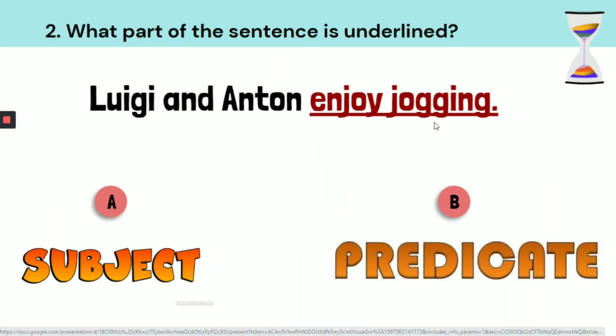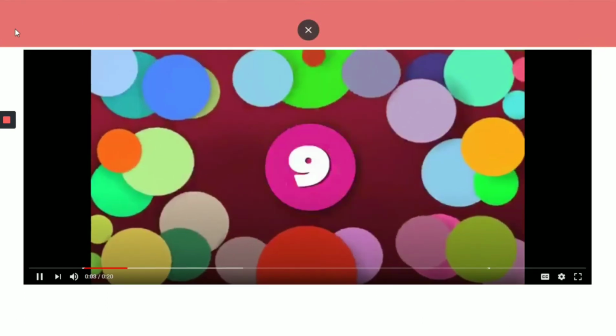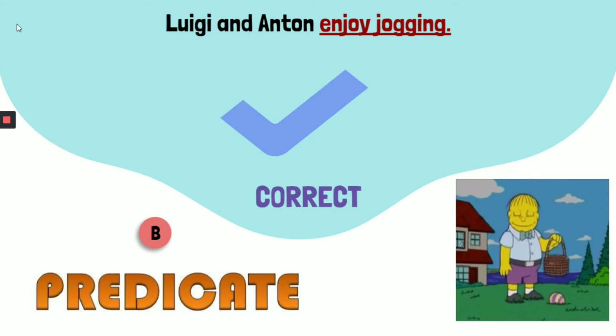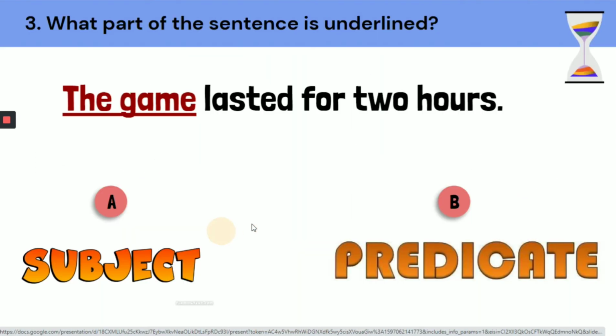Question number 2. What part of the sentence is underlined? Luigi and Anton enjoy jogging. The underlined part is enjoy jogging. Is it letter A, subject, or letter B, predicate? Timer starts now. Alright, time's up. The correct answer is letter B, predicate. Enjoy jogging is the complete predicate in the sentence. Congratulations for getting your second golden egg. Let's go to question number 3.